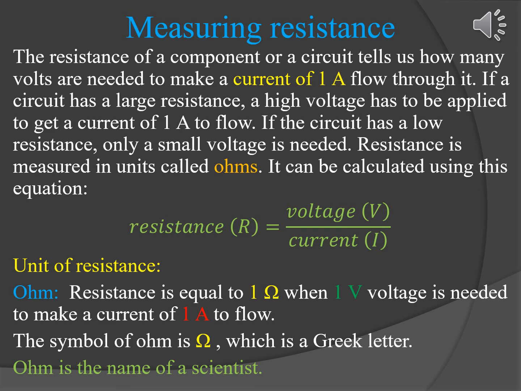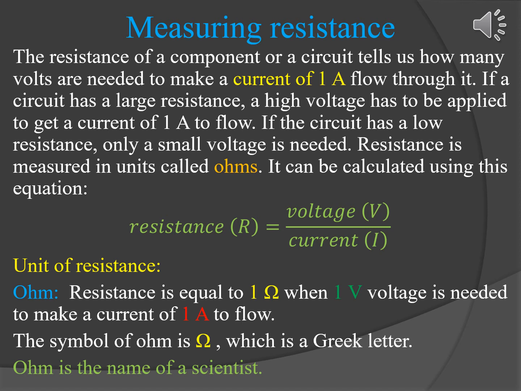Resistance is measured in units called ohms. It can be calculated using this equation: resistance is equal to voltage over current, R = V/I. Here, R is the symbol of resistance, V is the symbol of voltage and I is the symbol of current.